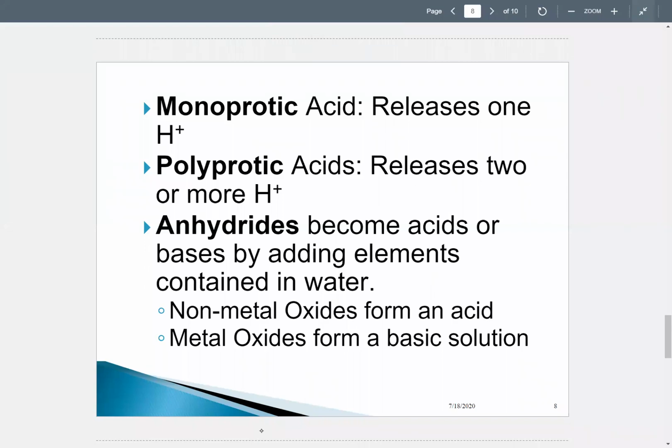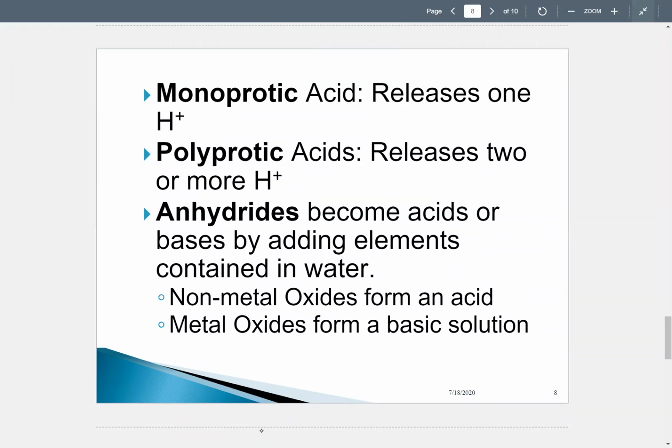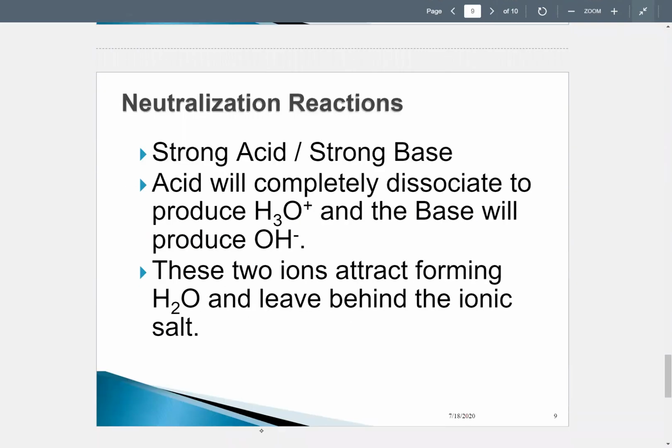And then this is what section 5 is talking about, which is what's called anhydrides, which is some sort of metal oxide which, when added to water, becomes an acid or a base. But we're not going to really get into those, so you don't have to worry about it.